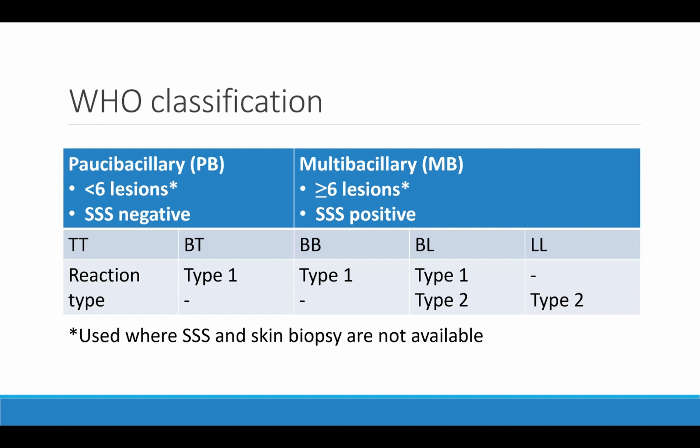Whereas for multibacillary MB type, there are often more than or equal to 6 lesions present with a slit skin smear positive. And you can see in the older Ridley-Joplin classification, there are 3 types included under the MB type, which are the BB, BL, and LL. And you can see the different reaction types moving from type 1 and further along the spectrum towards a type 2 type of reaction. This will be illustrated further.